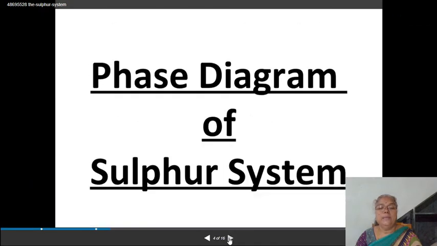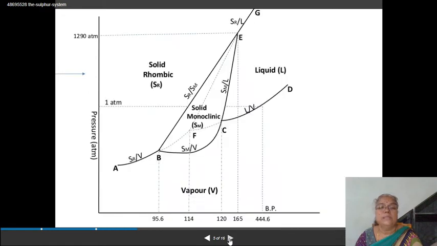Then we will see in detail the phase diagram of the sulfur system. Here, this is the phase diagram of sulfur system. And you know, the phase diagram is the diagram of pressure versus temperature. Along this x-axis, we have temperature values. Along this y-axis, we have pressure values. And remember that these pressure and temperature values are not to the scale. Here, this region A, B and E, G. Along the right side of these points, we have solid phase, that is the rhombic sulfur, and it has a stable existence.